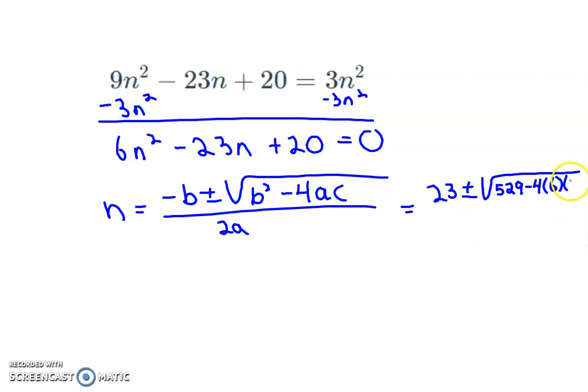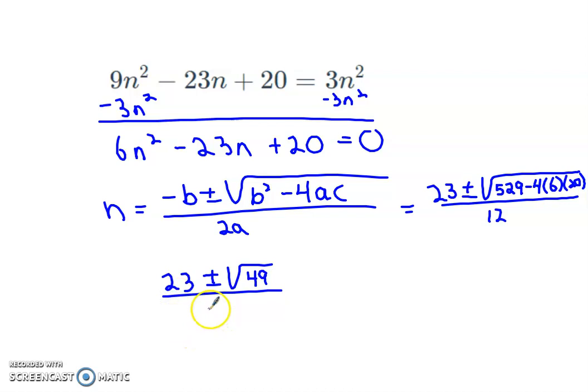And c is 20. I'm out of room here. All divided by twice what a is, so a is 6, so 12. I'm going to calculate this off screen again here, so 529 minus 4 times 6 times 20, and I get 49. So 23 plus or minus the square root of 49 all over 12.